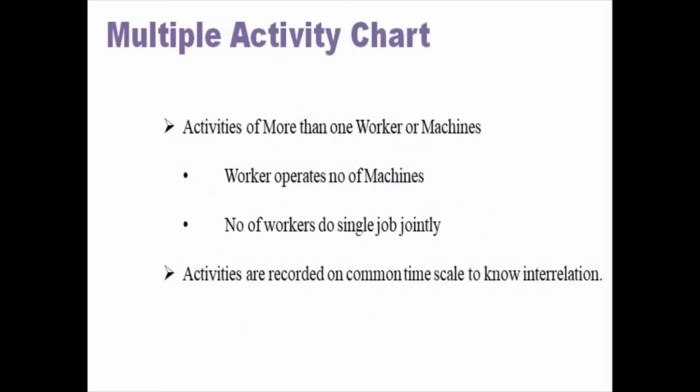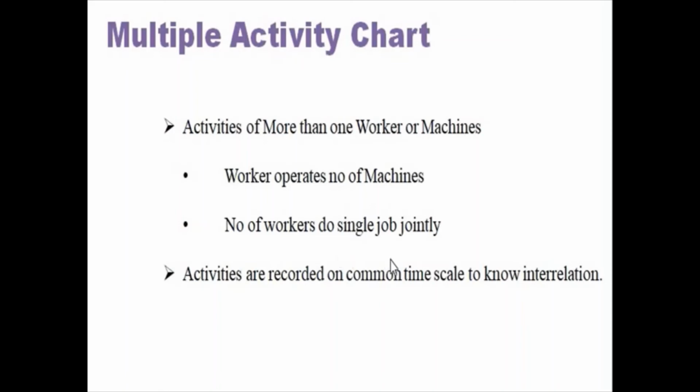Now, in the case of the multiple activity chart, which is also called the man-machine type of chart, there are different types of activities. There is a possibility of multiple activities being done by a single worker, or a number of workers working on a single job jointly. To trace the synchronization, or how all these workers are working on a single job, or how a single worker is working on different machines, and to make it efficient, this multiple activity chart is used.